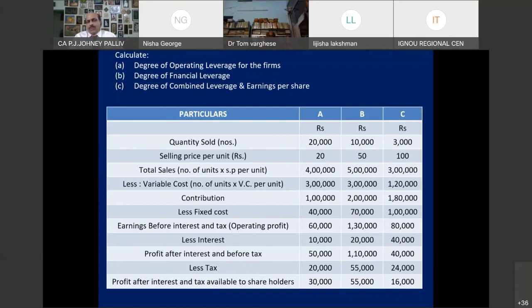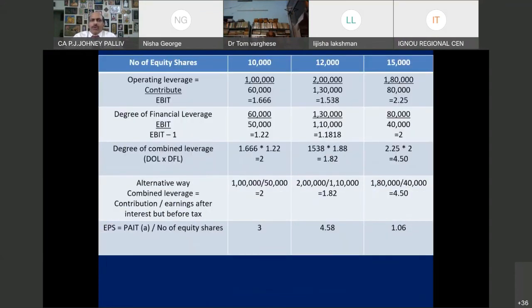Here, our question is DOL, DFL, DCL. And what is the formula for DOL? Then you will get more interest in this. The degree of operating leverage is equal to contribution divided by EBIT. Contribution, not contribute, it is contribution. EBIT means earnings before interest and taxes. DFL is equal to earnings before interest and taxes divided by earnings before interest and taxes minus I. Friends, I stands for interest. Then degree of combined leverage is a product of DOL and DFL. DOL into DFL is equal to DCL.